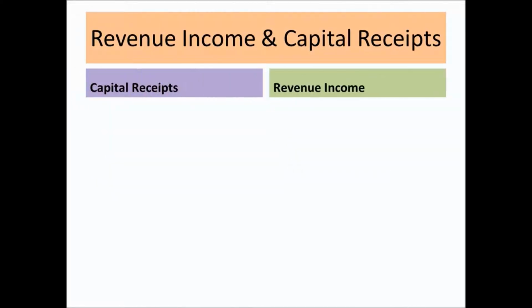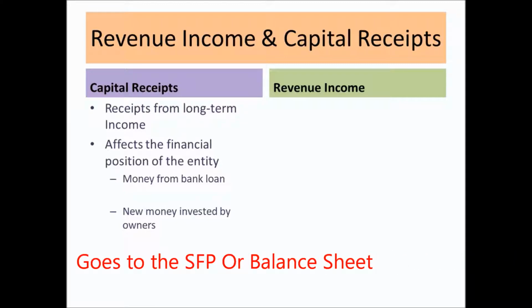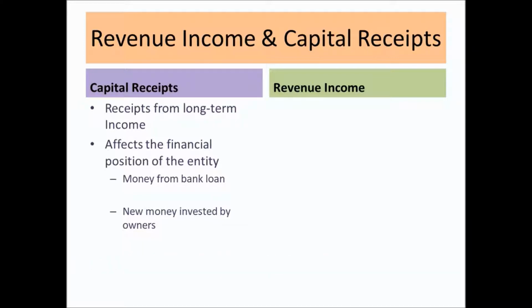And finally, we have revenue income and capital receipts. Capital receipts are from long-term income. This does not affect the financial performance of the business, but it only affects the financial position of the entity. Examples of capital receipts are money from a loan in a bank or investments from owners.